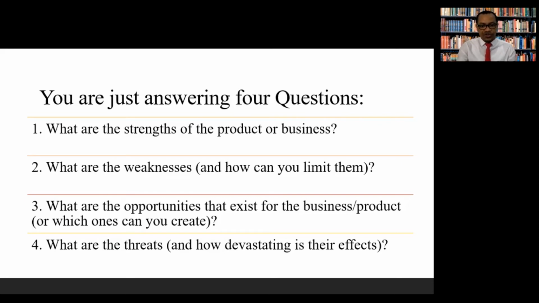Then what are the opportunities that exist for your business or for your product? Or which one can you actually create? If there is no existing opportunity, that doesn't mean that you cannot create one or create some. Then you'll be able to brainstorm and put down your answers. Then finally, you look into what are the threats, and at the same time, what are the effects they could have on the business. Is it going to be high or low?